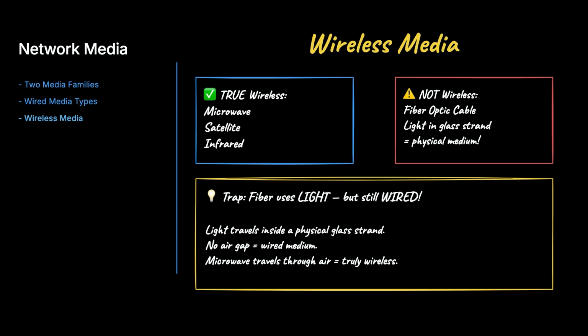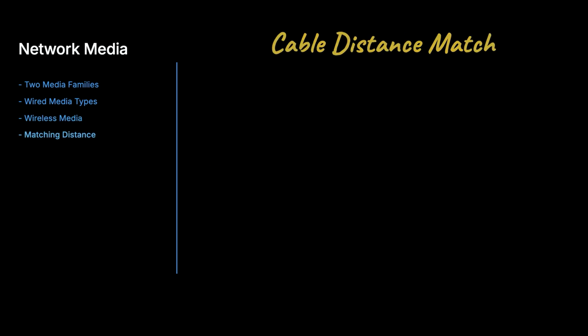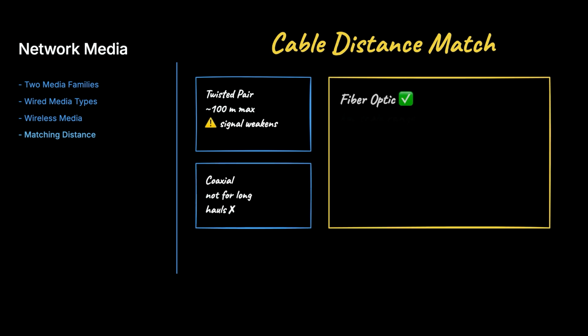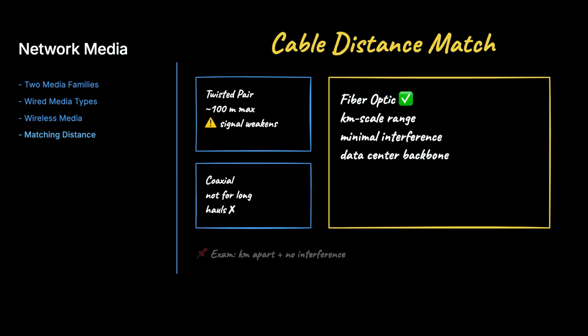Microwave, however, truly is wireless. For the exam, focus on matching the medium to the distance. When a scenario asks for a backbone between two data centers many kilometers apart with minimal interference, the answer is almost always fiber optic. Twisted pair tops out around 100 meters before the signal weakens, and coaxial is not built for those long hauls.